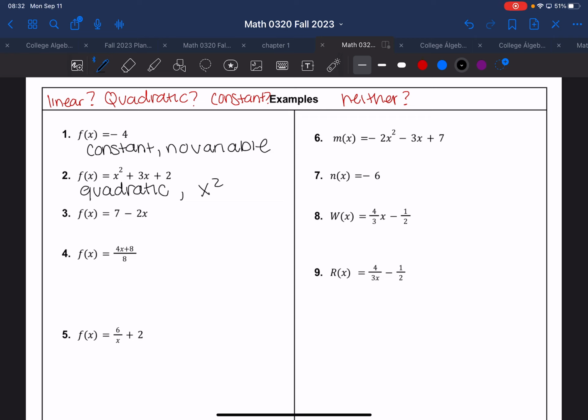What about f of x is equal to 7 minus 2x? Linear? It's linear, but is this written in the correct form? No. What should come first? The -2x. So technically this is f of x is equal to -2x plus 7. And then we know this is linear because of the variable x. Number 4, we have f of x is equal to 4x plus 8 over x. What type of function?